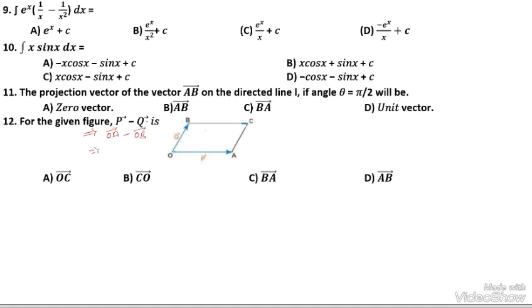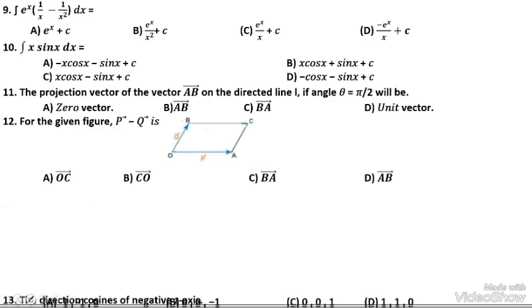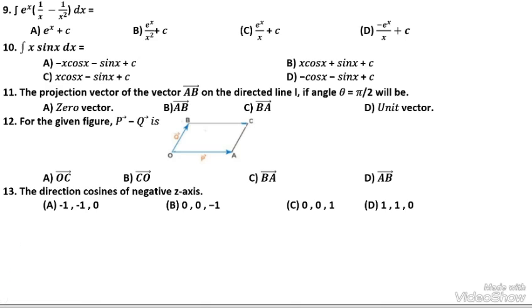Next, we know the law of vector addition of parallelogram, I can write OA minus OB can be written as vector BA. Okay, here vector OA minus vector OB can be written, by using the law of parallelogram, as vector BA. The option number C is correct. Next, question number 13.